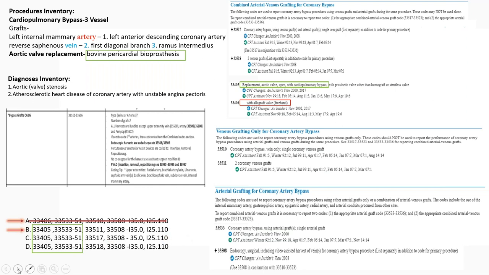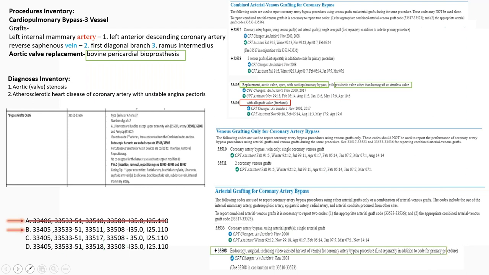And you can see in the remaining options B, C, and D, the first two and the last CPT code are the same. The only difference is in the third CPT code, so we can concentrate on the third one. Okay, let's look into option B now. We have already taken the first code, 33405, which will be our code selection.